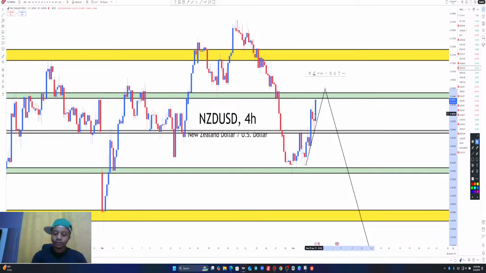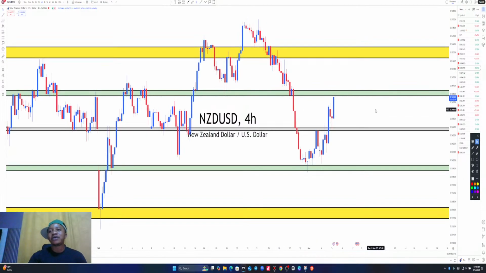All right, so this is the forward time frame of NZD USD. What is price doing over here on the 4 hour? On the forward time frame, we are currently seeing what? We are seeing an uptrend.